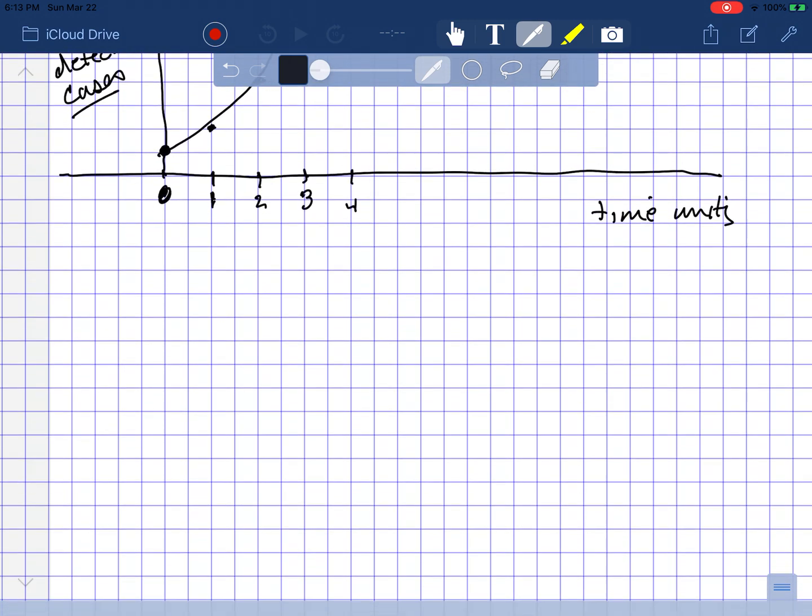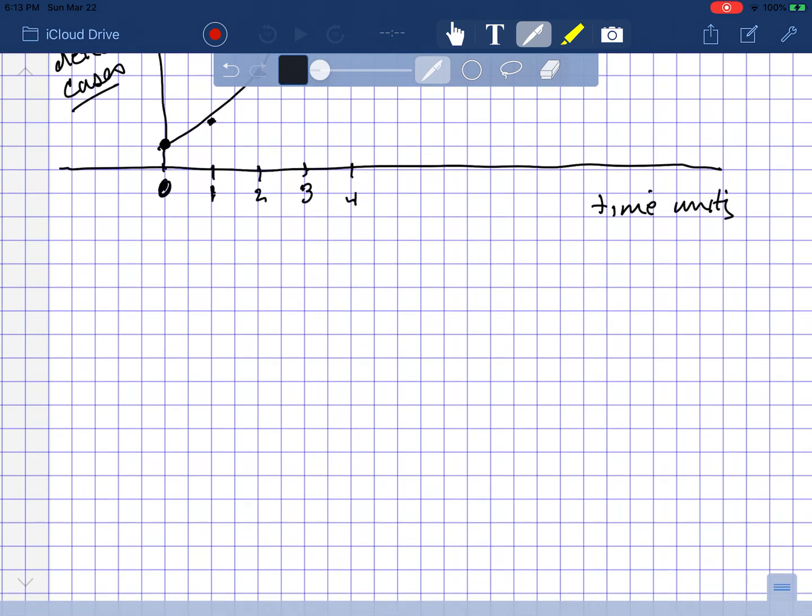Suppose I wanted to translate this. Suppose I didn't like this time units axis down here. I want this in days. So what do we know? We know 1 time unit is equal to 3 days. That means that 1 day is equal to 1/3 of a time unit.